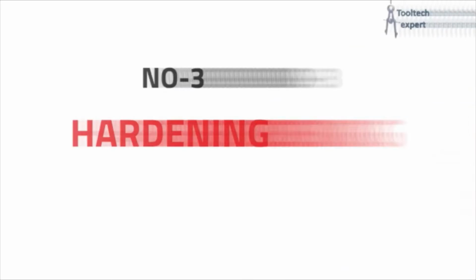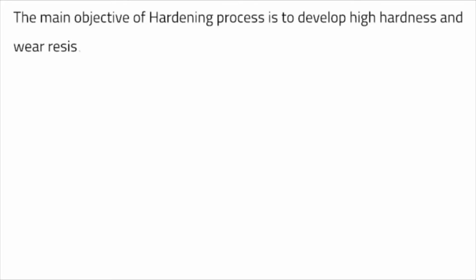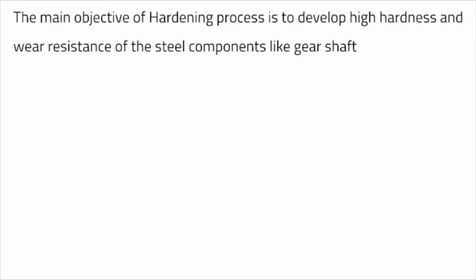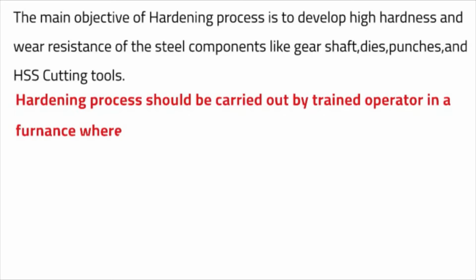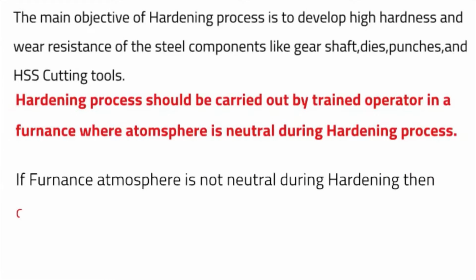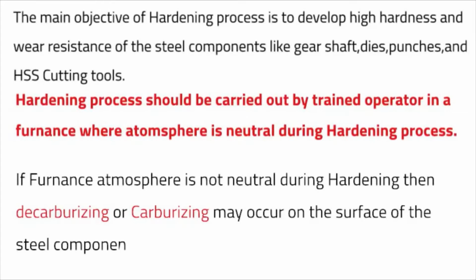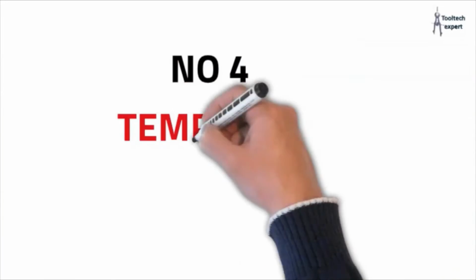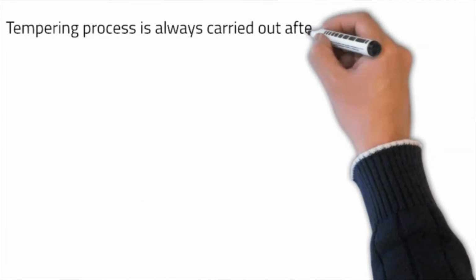Number 3. Hardening. The main objective of the hardening process is to develop high hardness and wear resistance of steel components like gears, shafts, dies, punches, and HSS cutting tools. The hardening process should be carried out by a trained operator in a furnace where the atmosphere is neutral. If the furnace atmosphere is not neutral during hardening, then decarburizing or carburizing may occur on the surface of the steel component.